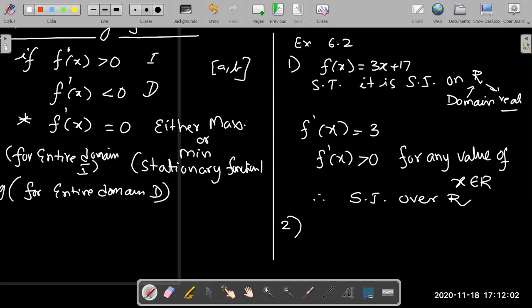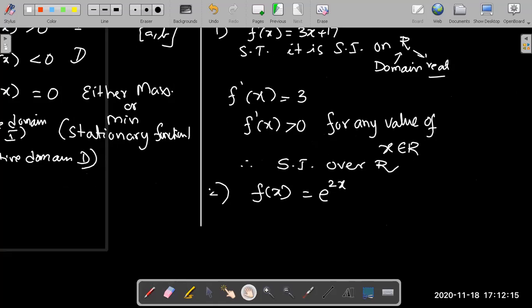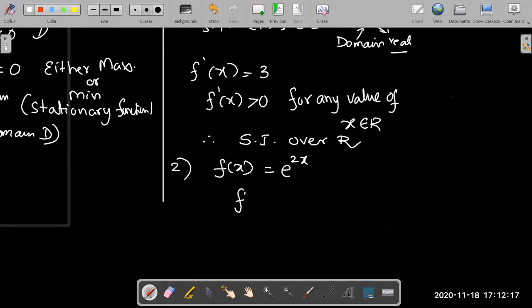Second question. Show that another function, f of x equal to e power 2x, is strictly increasing. Now, when we do f dash x, the differentiation of e power x is the same, e power 2x, and 2x is there. That's why, by the chain rule, you'll get 2. So 2 e to the power of 2x.